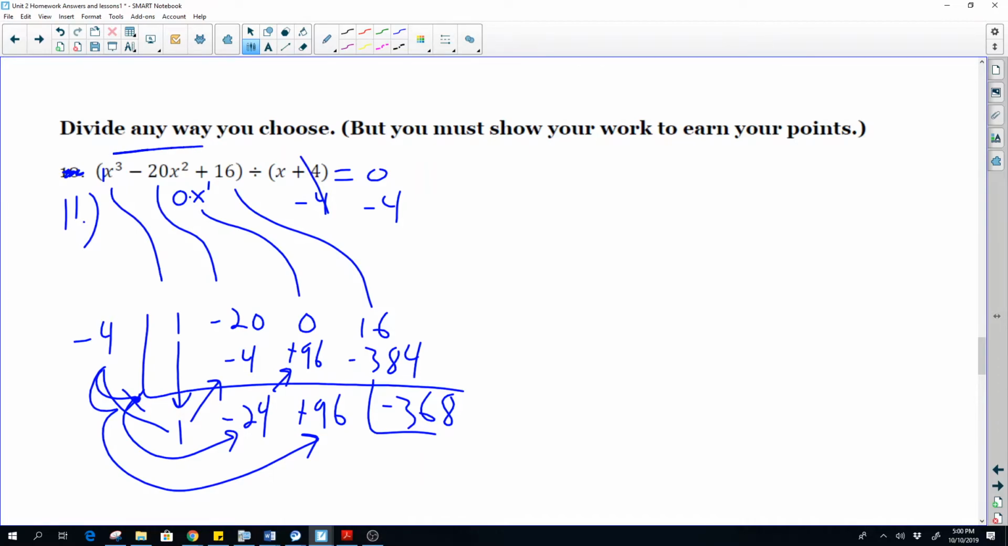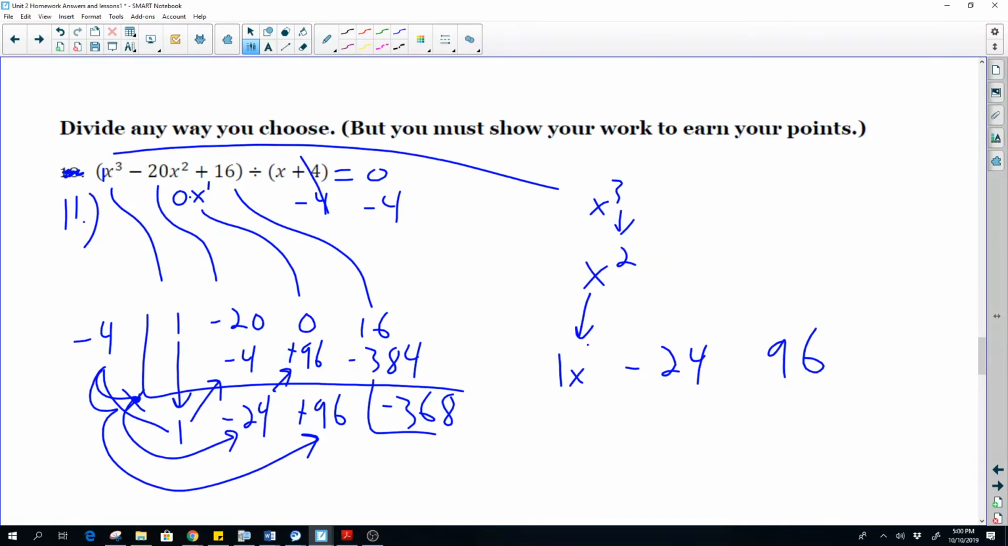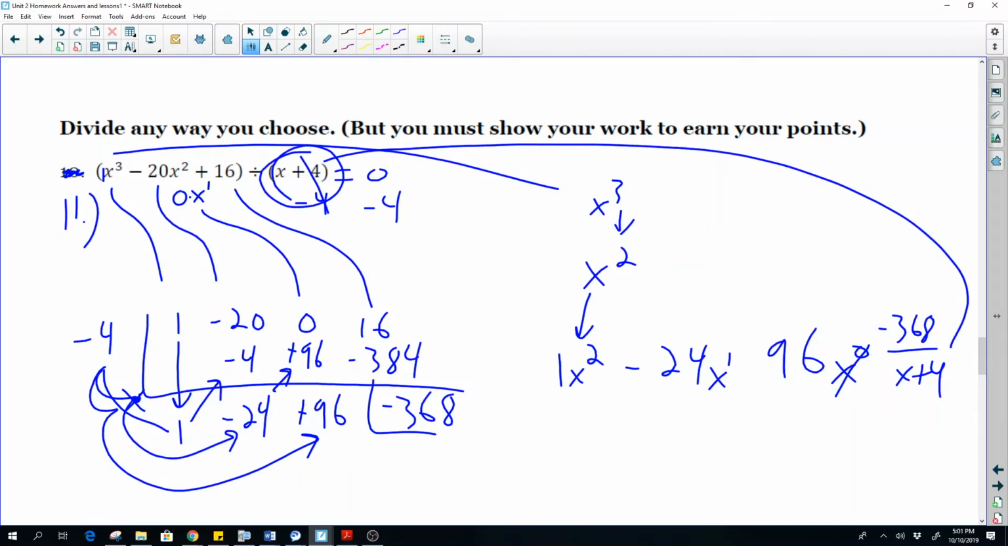Now remember, it's one power less. So instead of x cubed, we're going to do x squared. We're going to use the 1, -24, and the 96 as our answer. So we start off with x squared, and then an x to the first power, and then x to the 0, but anything to the 0 power becomes 1. So that's it. And then we do have an ugly, awful remainder of -368 over the divisor, which originally was x plus 4. Remainder over divisor. Okay, so there's our answer.